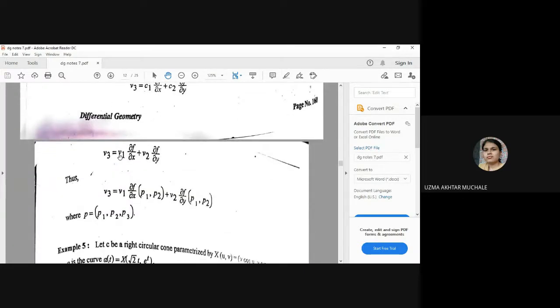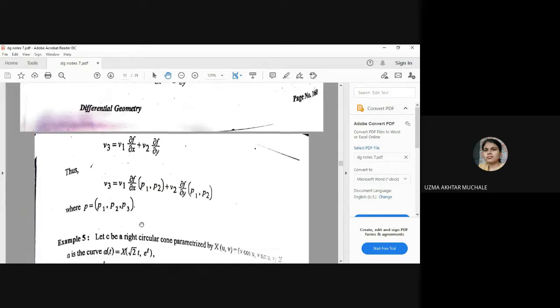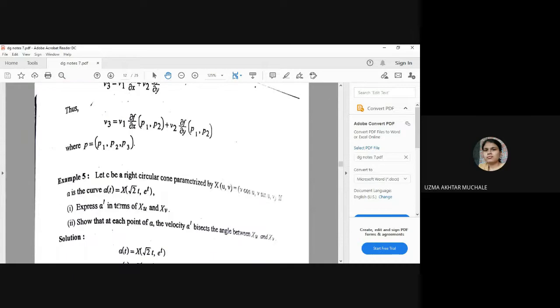Right, so any vector v3 now can be written as a linear combination of v1 and v2, because this c1 is nothing but v1 and c2 is nothing but v2. So instead of writing c1, c2, we can write v1, v2. What are v1, v2, v3? These are nothing but the coordinates of a tangent vector v, and hence we can prove the result.